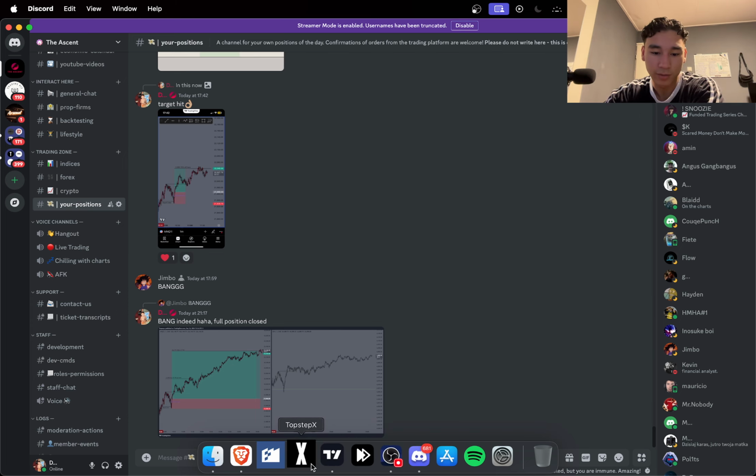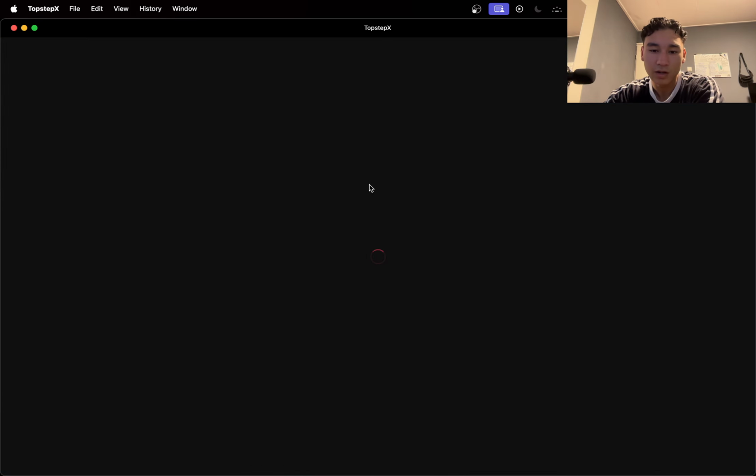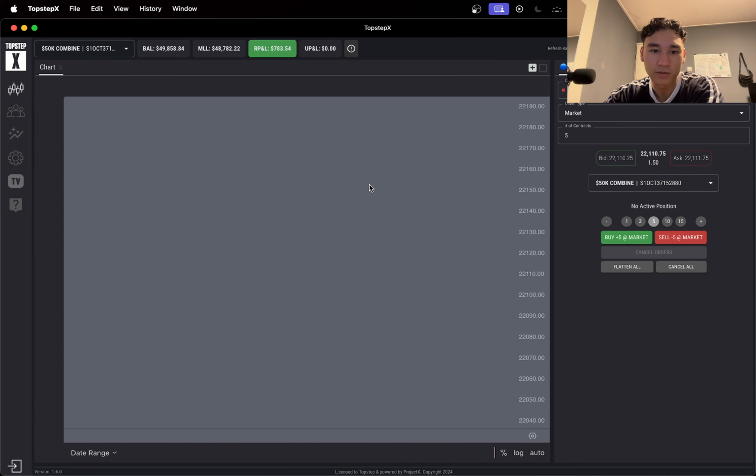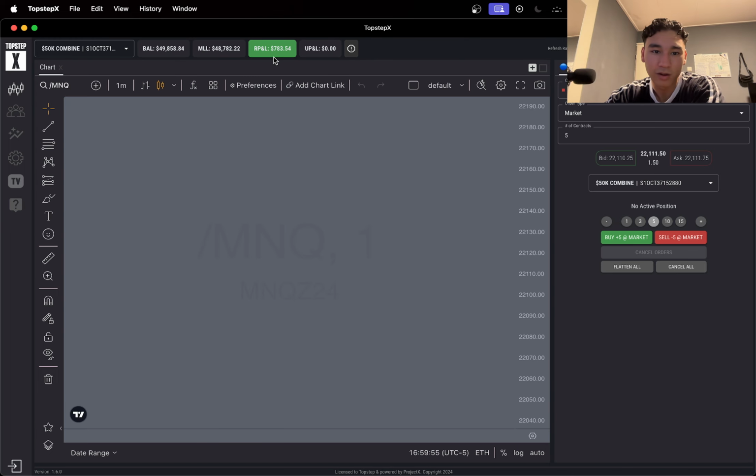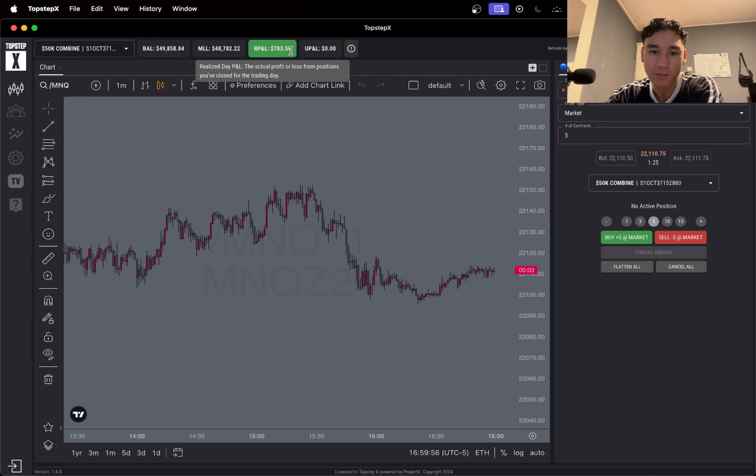Going to TopstepX. Total on this trade, I made on the account $783, so really nice trade there. One micro runner. Normally it would be even more, because normally I would take 75% off and then let the other contract run, but because I only have a 50k account, I would be in with 4 contracts, and that would be risking what I want to risk. More than that, and I'd be over risking, so I don't want to do that.